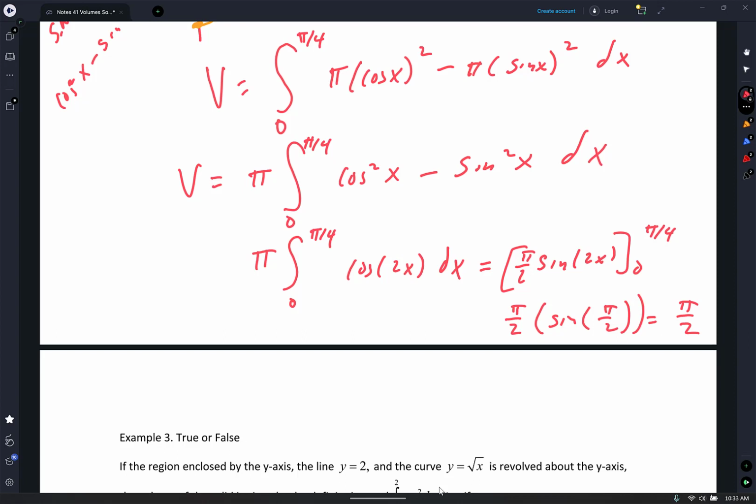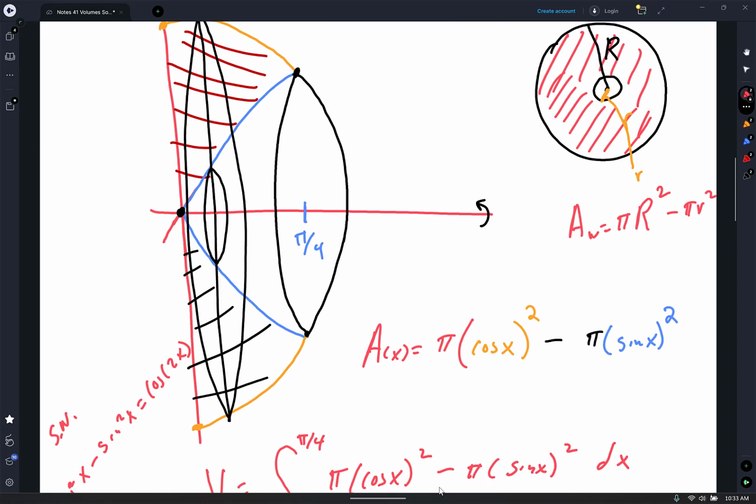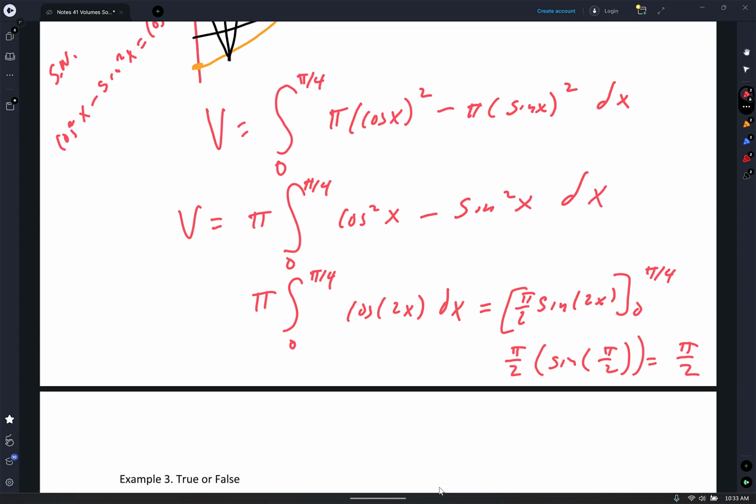How are we feeling, guys? Well, I don't have any units right now. But if they told you this was inches, then this would have been cubic inches. How do we feel? All right.